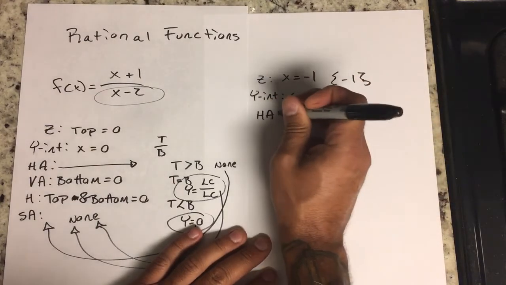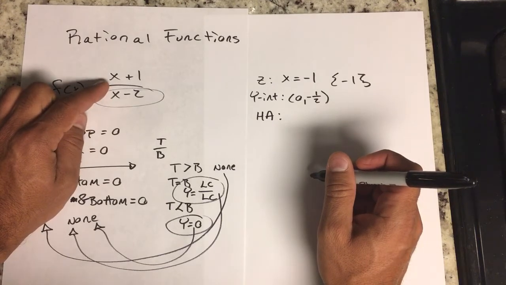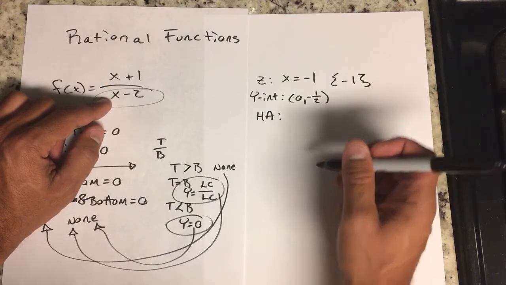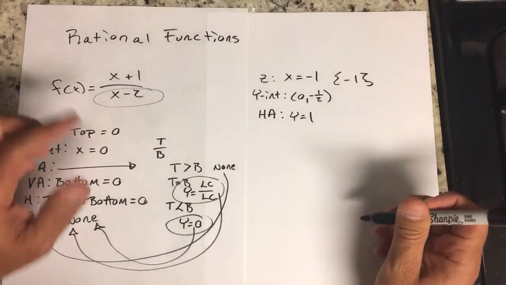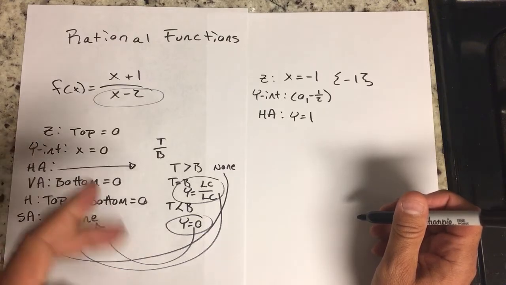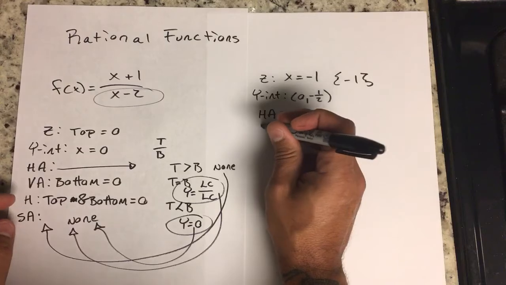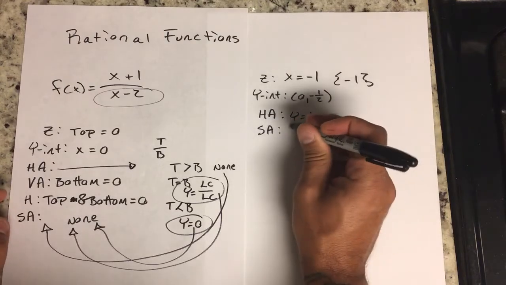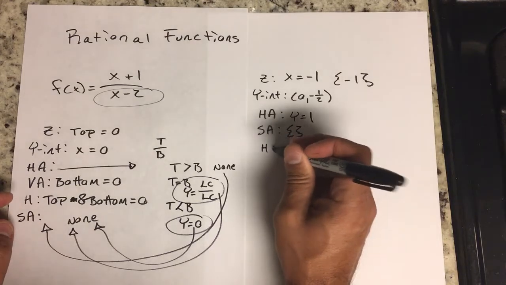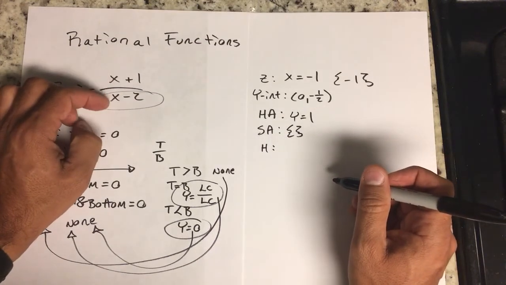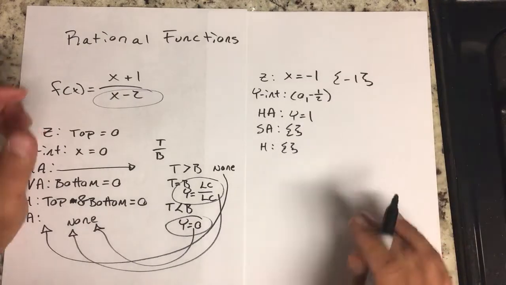Horizontal asymptote, I'm going to look at the degrees. Degrees are the same. So I'm going to divide leading coefficient, which is 1, by leading coefficient, which is 1. So this is going to be at y equals 1. Asymptotes are the equation of a line, so they always need to be an equation, which has an equal sign. Since I have a horizontal asymptote, I don't have a slant asymptote. So empty set. Holes are only if there's something that makes the top and the bottom equal to 0, which there's not. So empty set there as well.